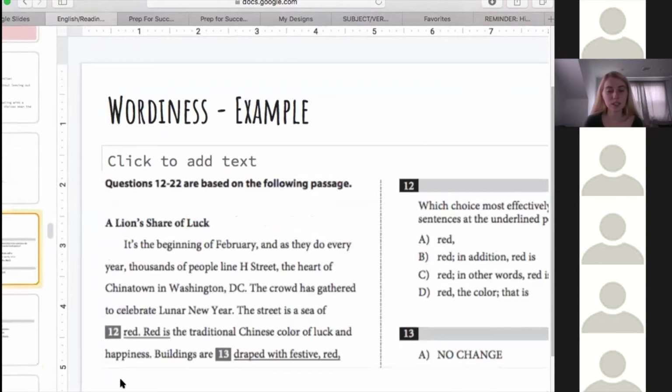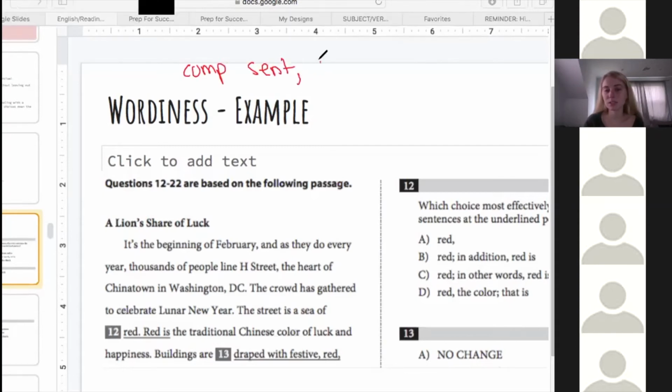So here we said, the street is a sea of red, the traditional Chinese color of luck and happiness. So notice it's not a comma splice because the second part is not a complete sentence. A comma splice is when you have a complete sentence, and this is actually a really good question, a complete sentence, comma, another complete sentence. However, here, what makes up a complete sentence? That you need the subject and predicate.